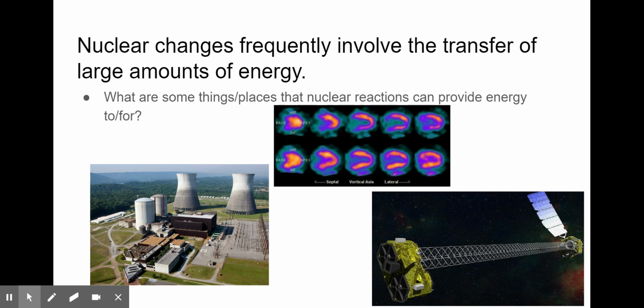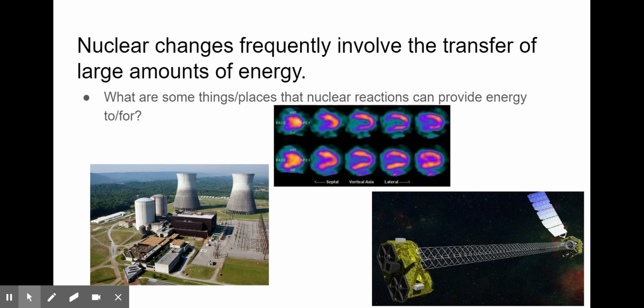Okay. Nuclear changes frequently involve the transfer of large amounts of energy. Okay. This is why nuclear reactions can provide energy to operate power plants. Okay. And these are nuclear power plants. So you see that in the bottom left, in kind of the middle of the page. This is a scan from a nuclear stress test. What you see there is actually someone's heart.